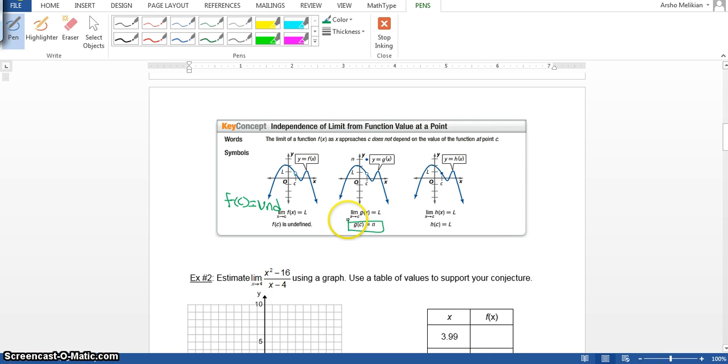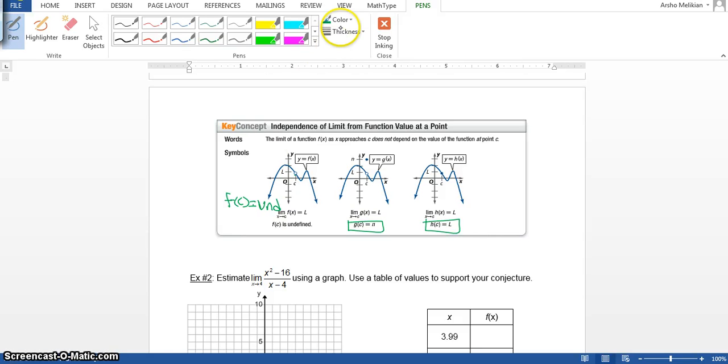All right, what about here? This is x equals c. What is y? L. Okay? Now, in each of these cases, the value of the function is different at x equals c. Here, it doesn't exist. Here, it's something off of the graph. Here, it's actually on the graph itself.